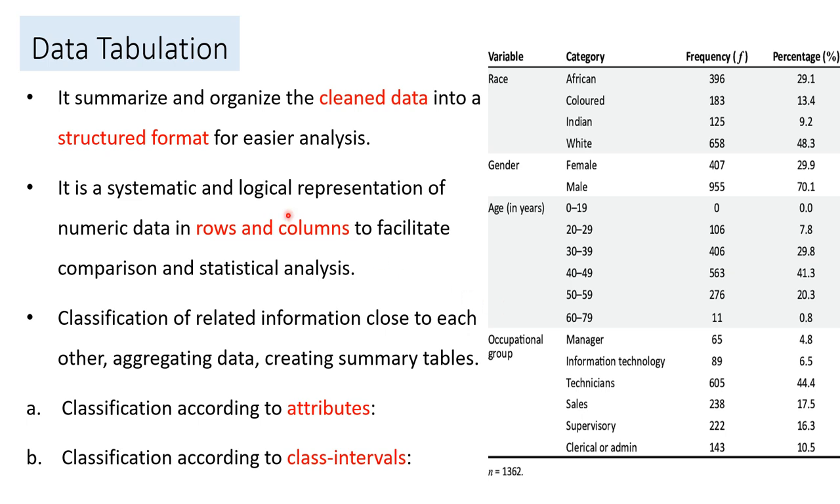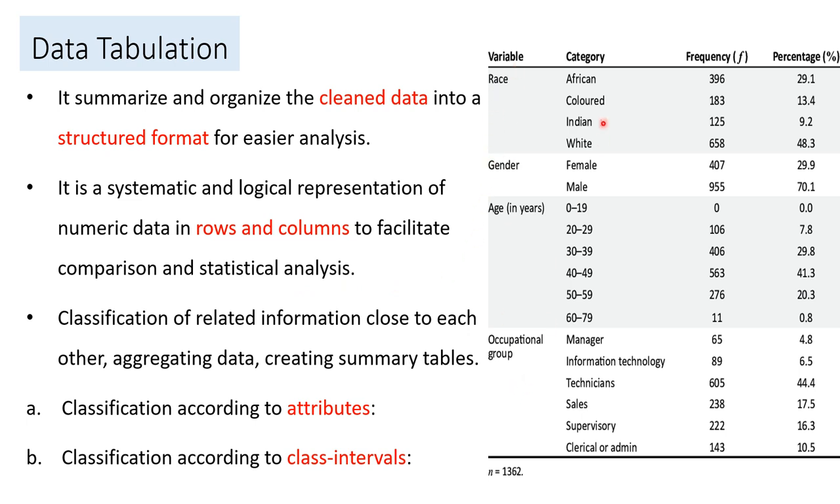After data entry, the next step is data tabulation. Data tabulation is the summarization and organization of the cleaned data into a structured format that is easier for further analysis. It is a systematic and logical representation of the numerical data into rows and columns to facilitate comparison and statistical analysis.